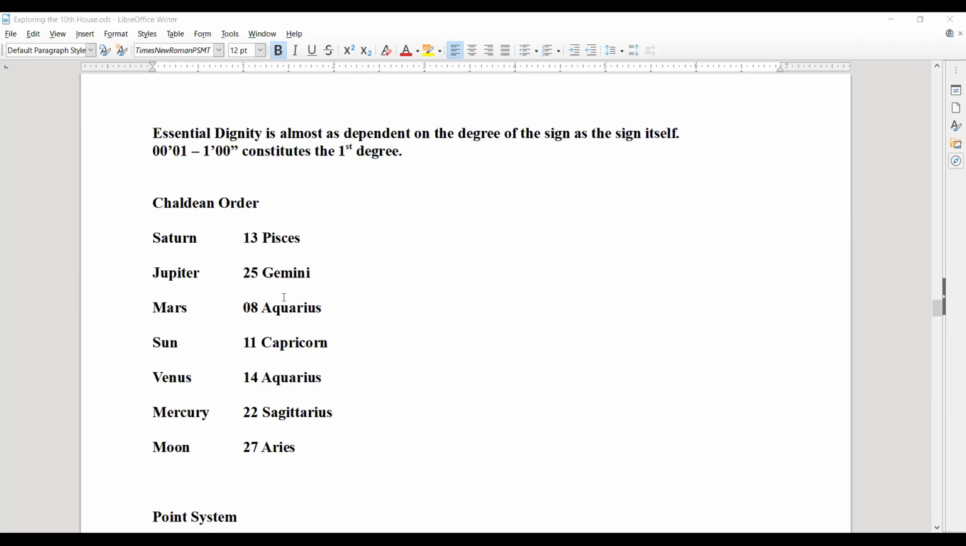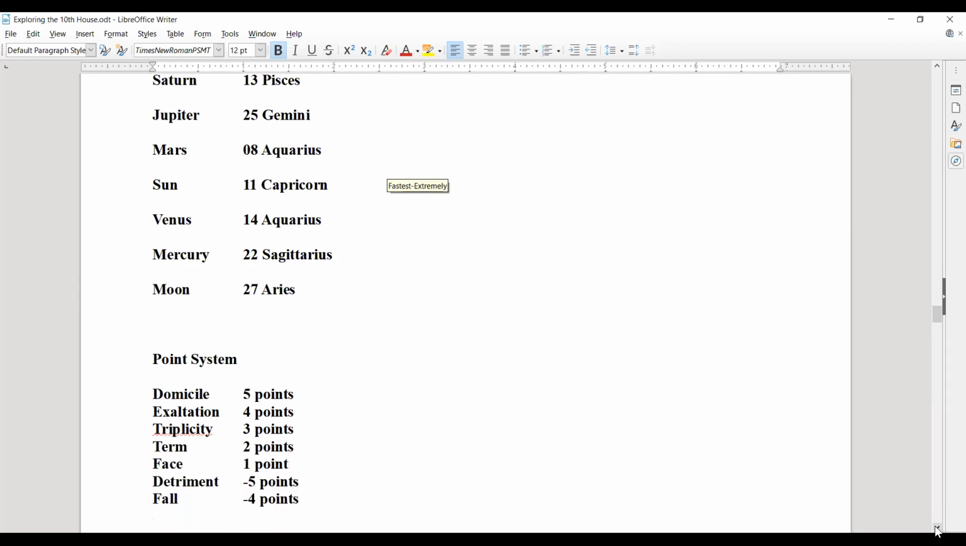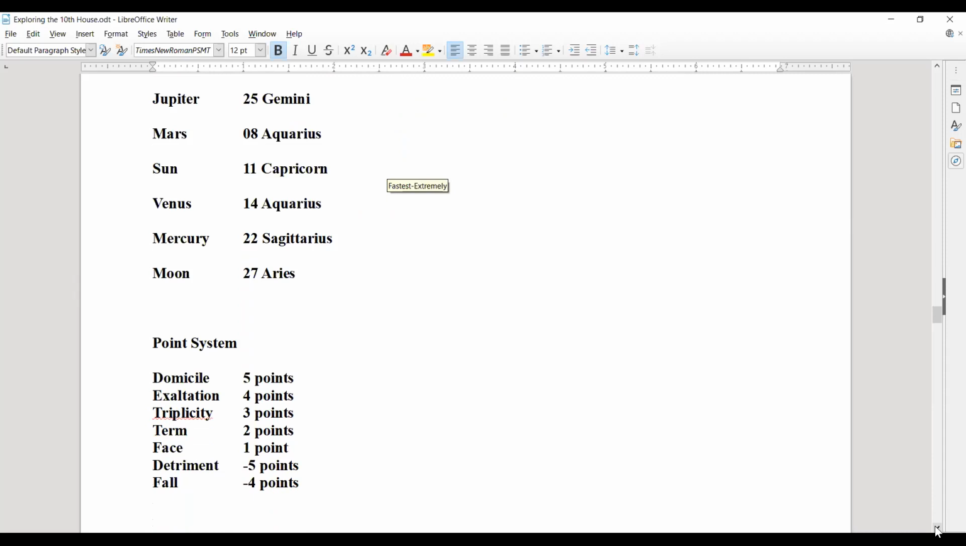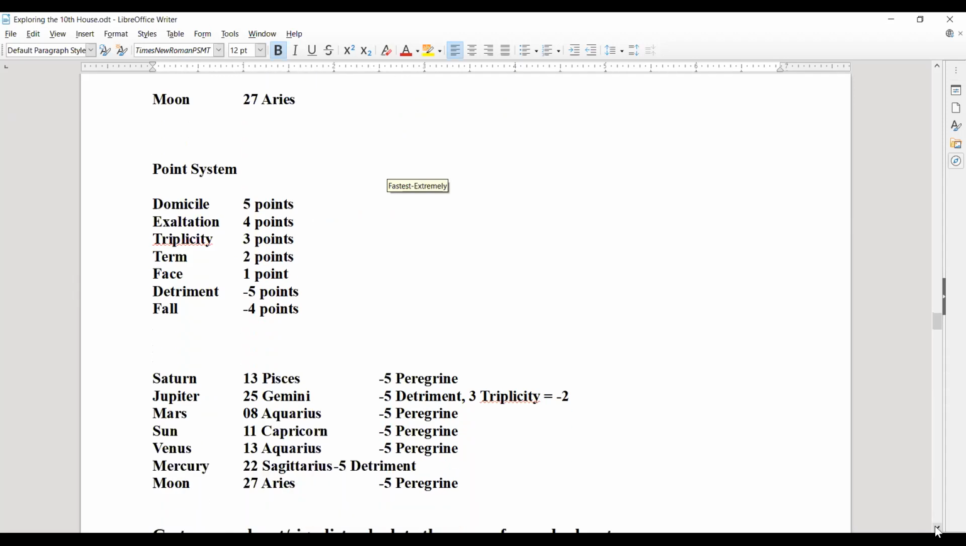All right, so write out a list. The Chaldean order is what? From slowest to fastest. Right, so the slowest planet is Saturn, the fastest is Moon. Okay, use that just to bring it in. Okay, so while you're doing that, you should be listing all of your sections, all of your chart. All right, so this is what you'll look at. And did I put Peregrine in? I did.